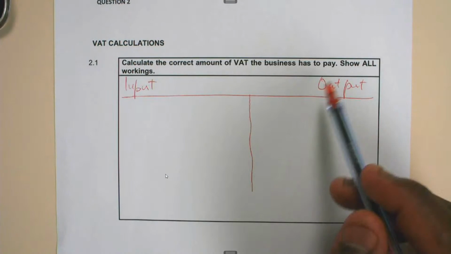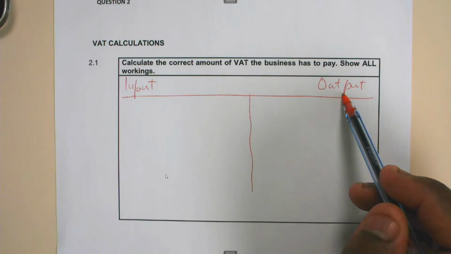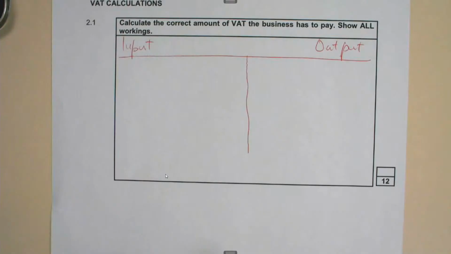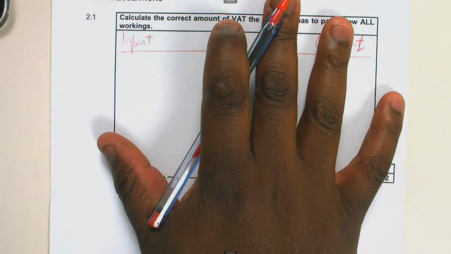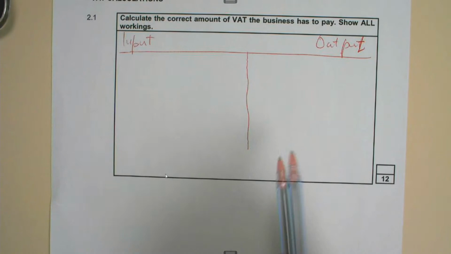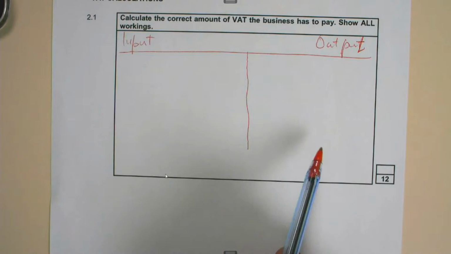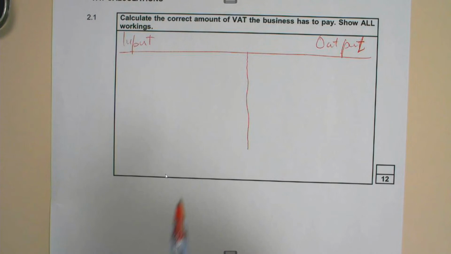We charge output VAT whenever the business has received money, then we charge output VAT. Then what is the purpose of this T account? The purpose of the T account is for us, when we close it off, to determine whether the business is owing SARS or SARS is owing the business. Right. Now let's look at our question.